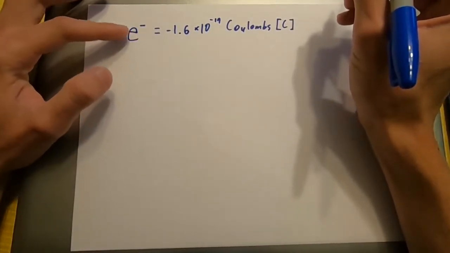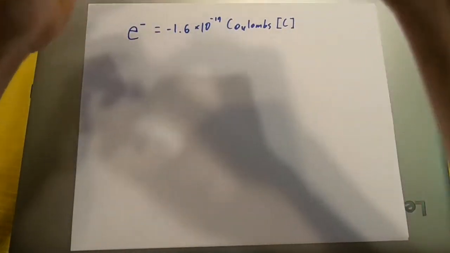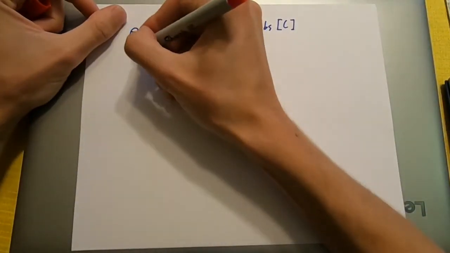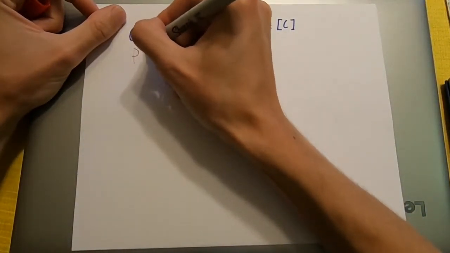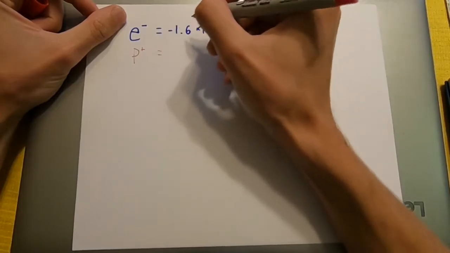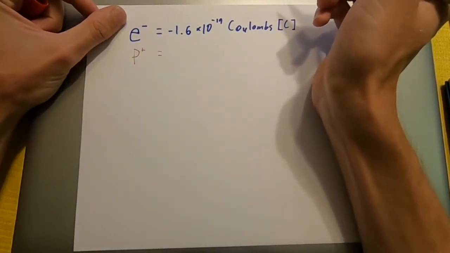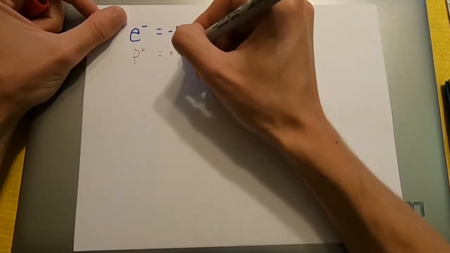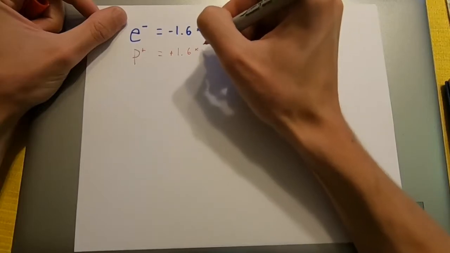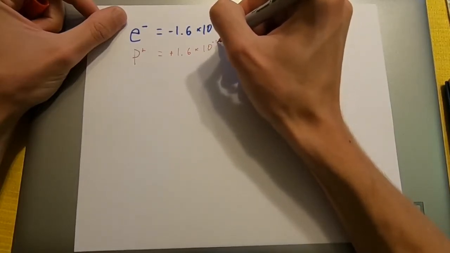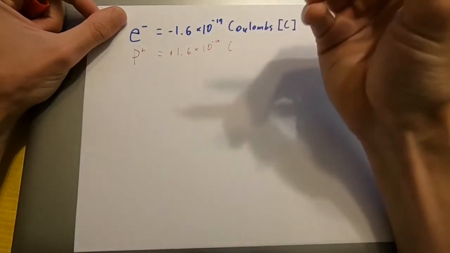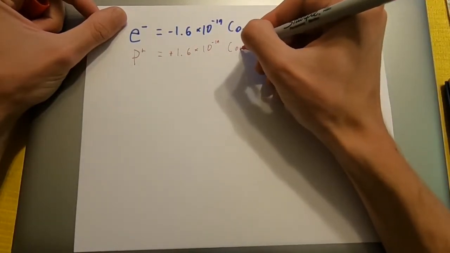And an electron, or its friend, the proton, P, proton. They are the fundamental units of charge, and they both have a charge of 1.6 times 10 to the negative 19th coulombs, but the difference being that the electron is negative, the proton is positive.